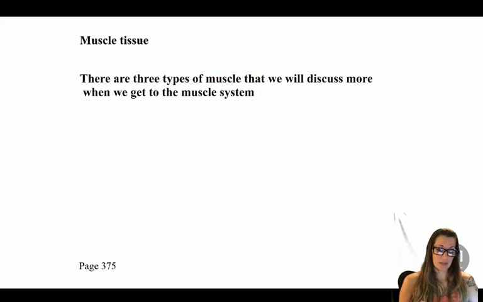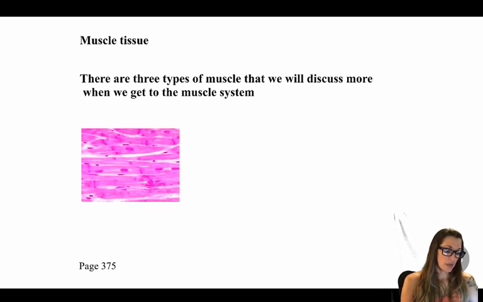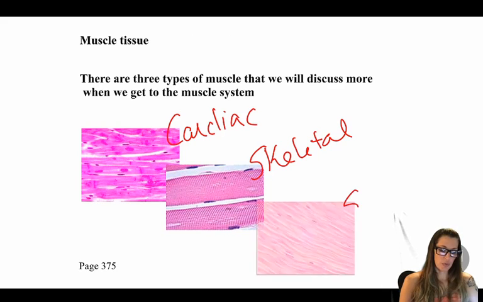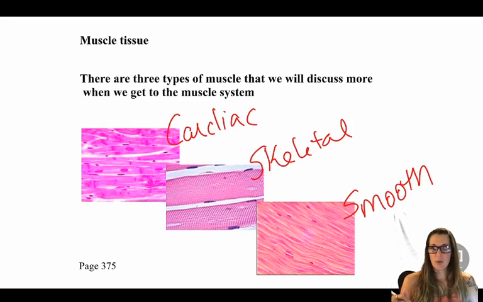There are 3 types of muscle that we're going to talk about when we get deeper into the system. There's cardiac, there's skeletal, and smooth. They each have their own distinct characteristics, and man, they're cool. When we start learning about how contraction actually happens, that's one of my very favorite units. But for now, just know that there are 3 types and that we're going to dig into them more deeply later.